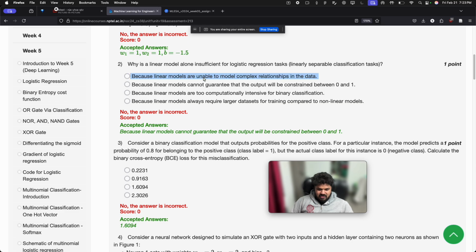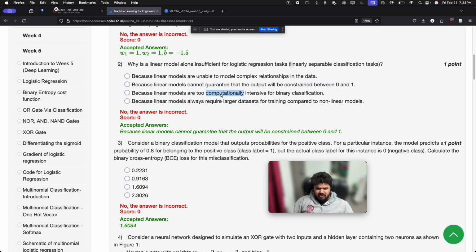It is not that they are unable to understand something complex. The data is linearly separable, so the relationships are not that complex. So they are able to understand. But they cannot guarantee the output will be in the right range, because their range is from minus infinity to plus infinity.